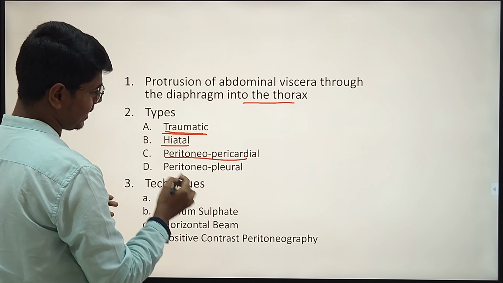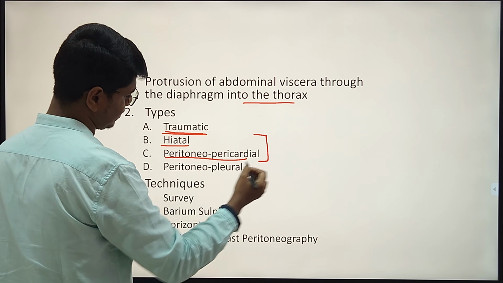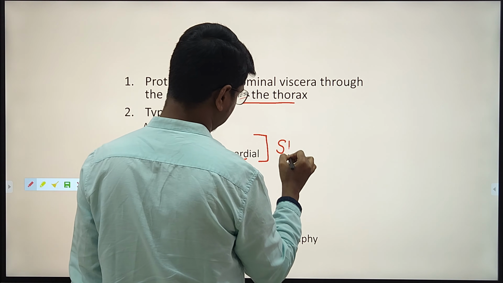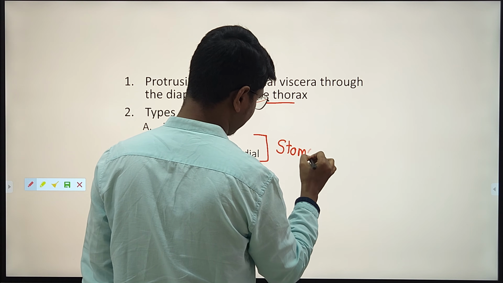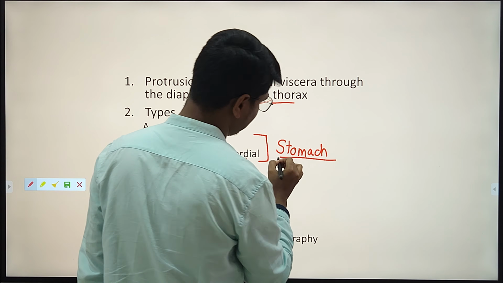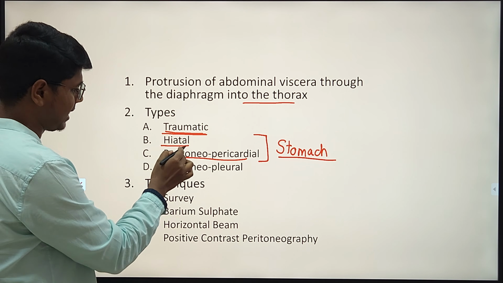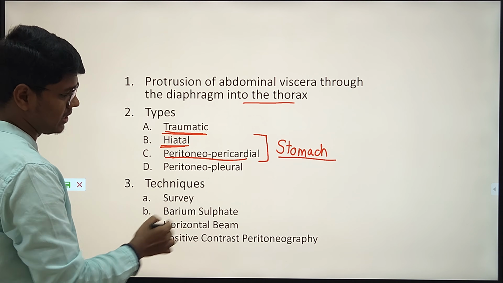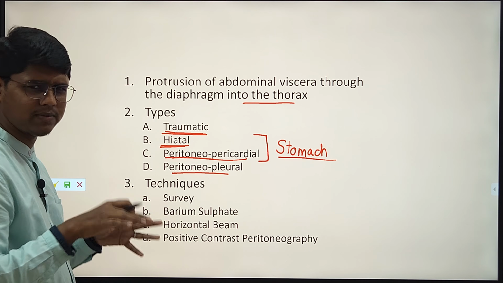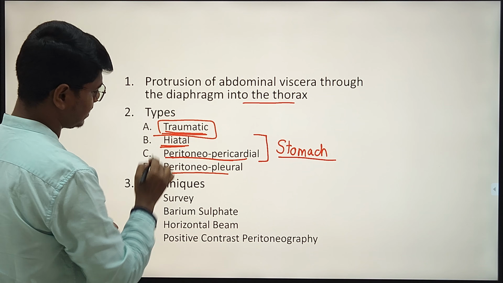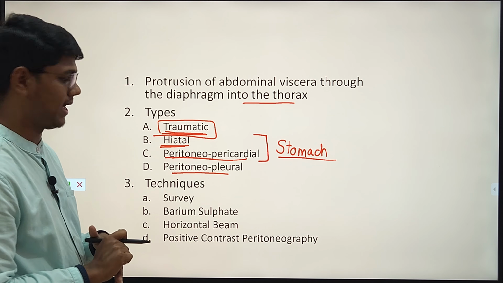Hiatal, peritoneo-pericardial. You see these two, the hiatal and the peritoneo-pericardial, I have discussed vividly in the chapter on the stomach. Okay, I will be showing some radiographs in this class also, but do check out the video. I will give the link in the description regarding the hiatal hernia and the peritoneo-pericardial. There is also peritoneal-pleural. It's very rare. We will be mostly discussing the traumatic diaphragmatic hernia.